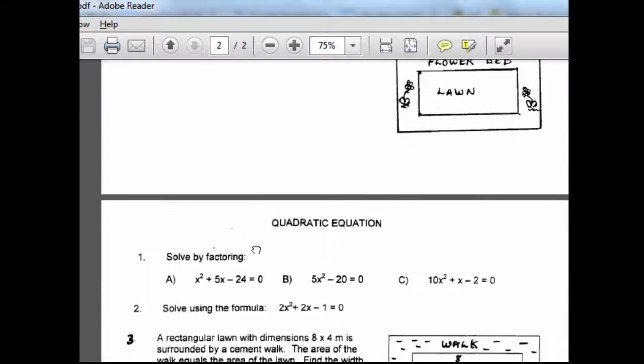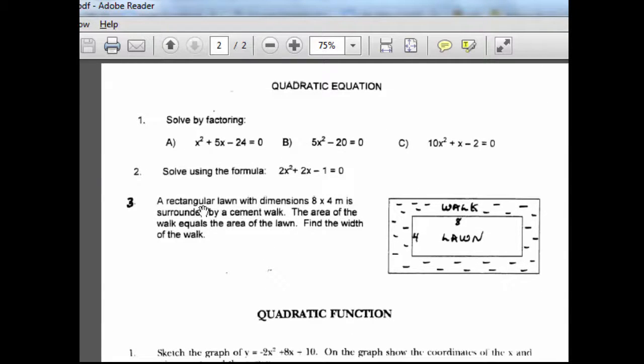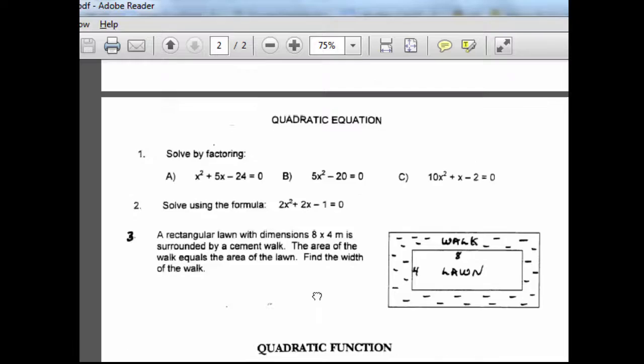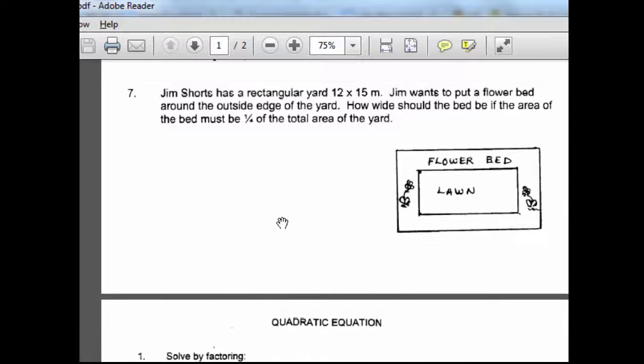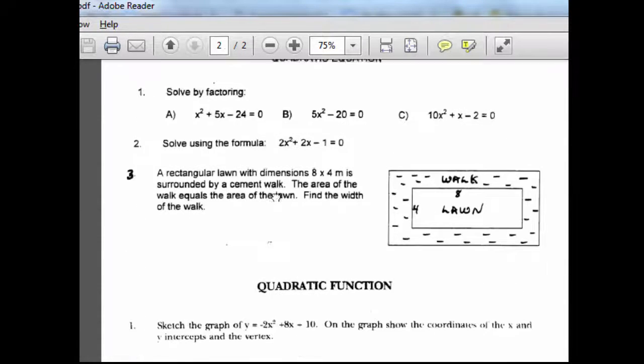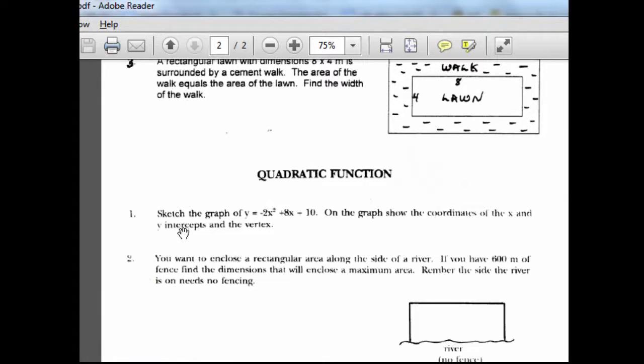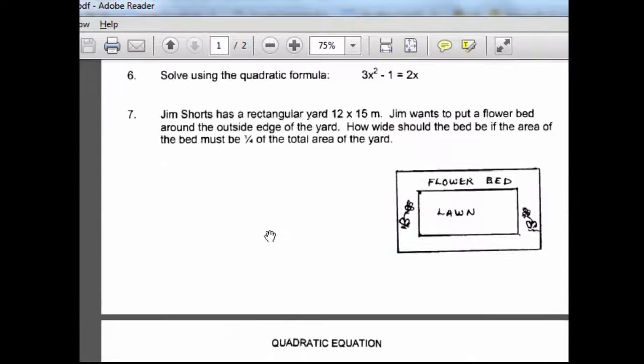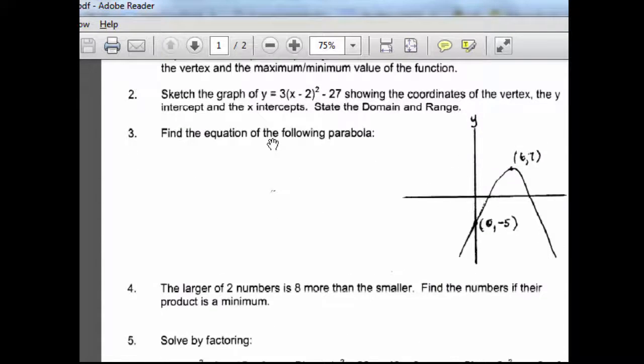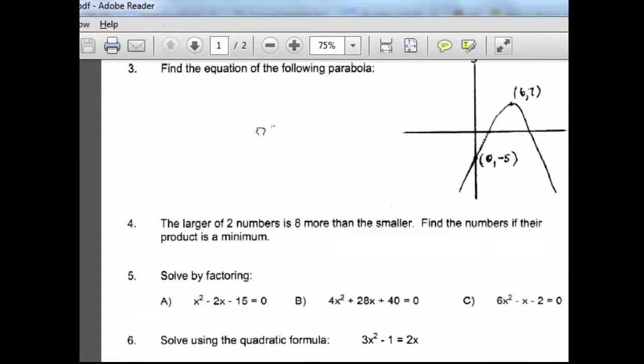You'll need to set up the quadratic formula. And as I said earlier, number 3 with the lawn reminds me of Jim Shorts and his lawn. Okay, and then quadratic functions sketch the graph. On the graph, show the coordinates of the x and y-intercepts and the vertex. Reminds me of this question we did over here at the start, number 2.